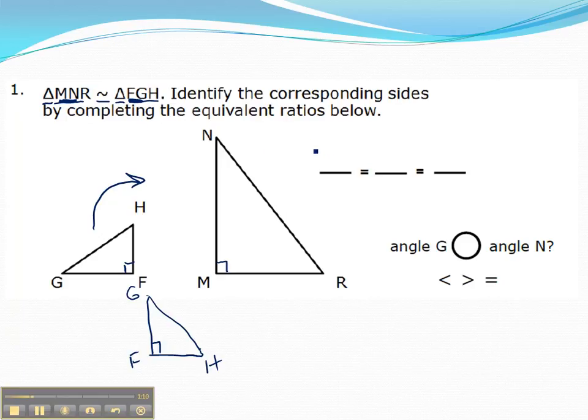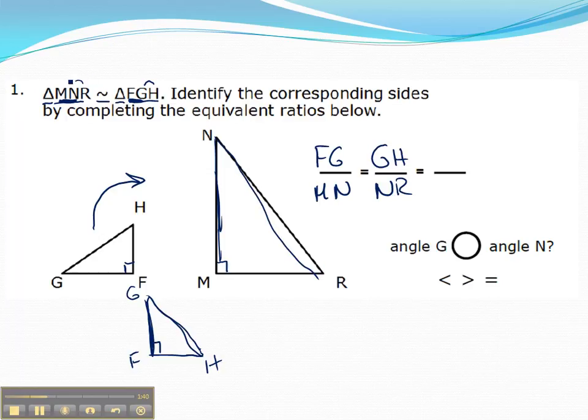So we can compare, I'm going to go from the small triangle to the big triangle. FG corresponds to MN, and then looking at our drawings, this is FG and this is MN, so that looks right. Then the last two letters, NR, corresponds to GH, starting with the small triangle, GH over NR, and we can see that's the hypotenuse. GH corresponds to NR, the hypotenuse of the larger triangle.